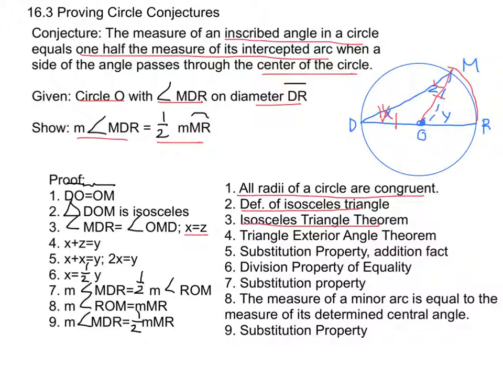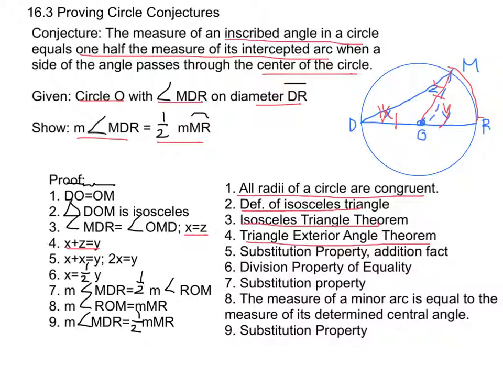And we can say that X plus Z equals Y because of the triangle exterior angle theorem, which says that an exterior angle to a triangle is equal to the two opposite angles added together. And then for step 5, we can say that X plus X equals Y, and 2X equals Y because of the substitution property, since X equals Z. And then for 6, we can simplify that to X equals 1/2 Y, and that's the division property of equality. Then for step 7, we can say that the measure of angle MDR is equal to 1/2 the measure of angle ROM, and that's through the substitution property, because angle ROM is going to be angle Y.